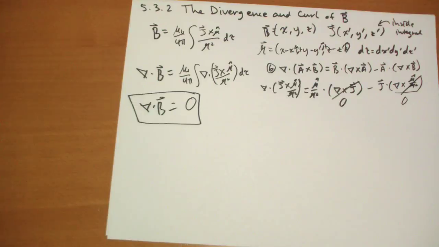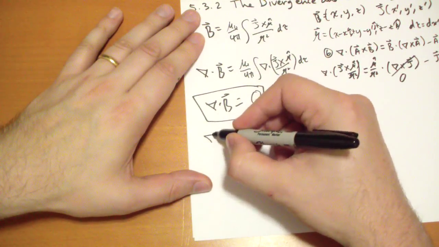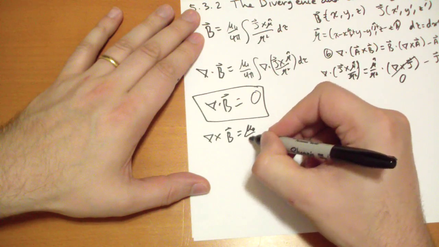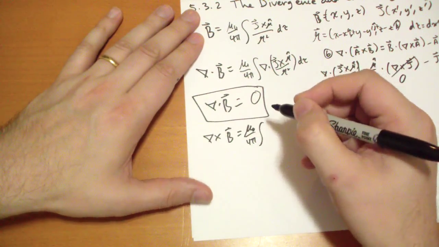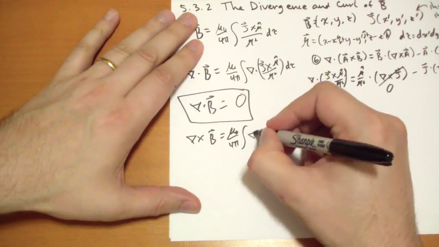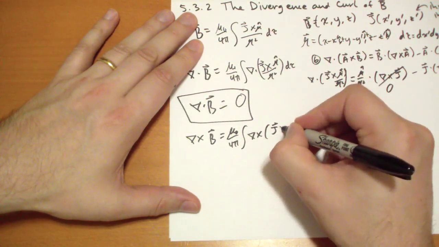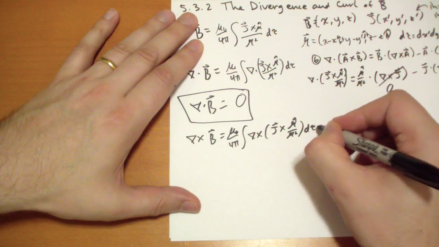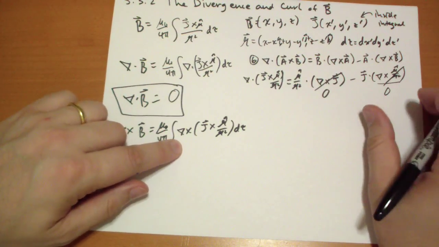The next thing is, let's find the curl of B. So the curl of B is equal to the curl of that stuff, the curl of the cross product of J vector with r hat over r squared d tau. Okay, let's do the same exercise here.